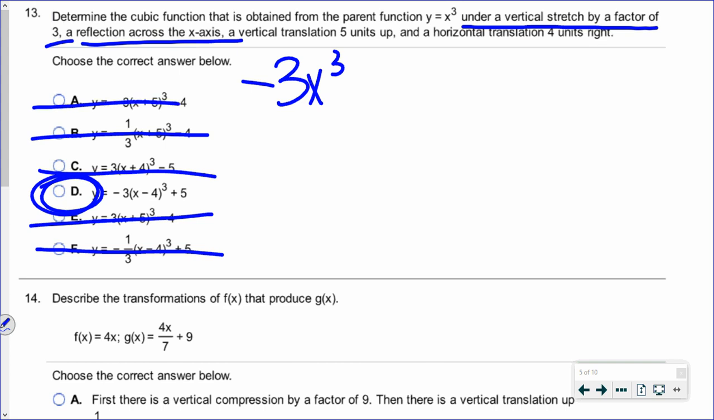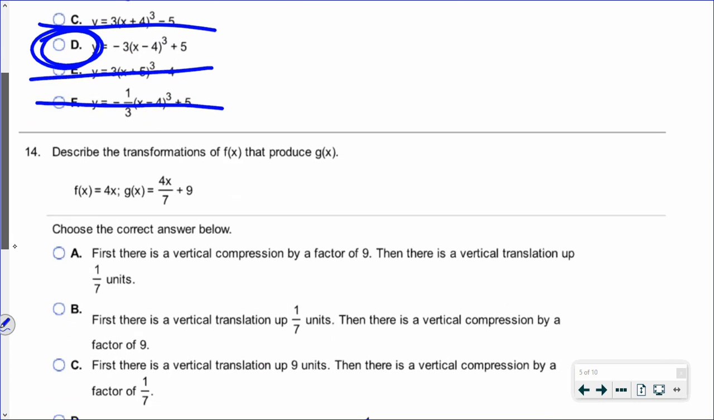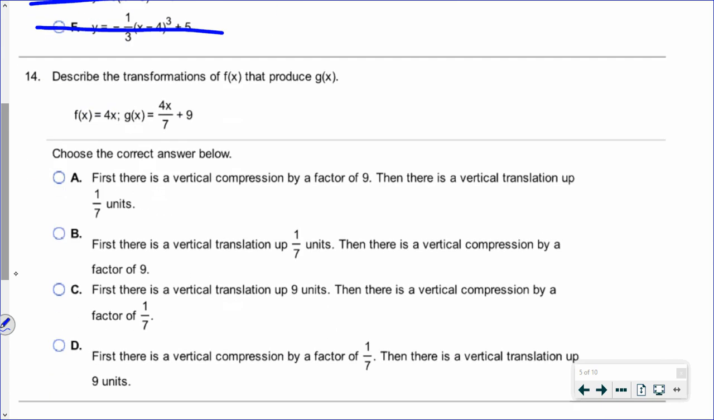Do we all understand that, yes or no? That should be an easy one for everybody to get. Okay, number 14. It says, describe the transformation of f of x that produced g of x. Now remember, we said if f of x is 4x, what did I do to 4x to now obtain the 4x divided by 7 and then the plus 9? So you have to remember what you did first and then what you did second.